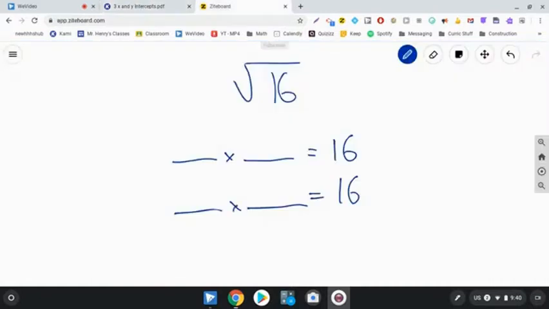Okay, so I'm going to jump over here. I have it written out. The square root of 16, what you're asking yourself is, what times itself multiplies to 16? And I think the obvious answer is 4 times 4. But there's actually another answer, because negative 4 times negative 4 also equals 16. So in terms of this answer, it could be plus or minus 4. That's what that little sign means, plus 4 or minus 4.